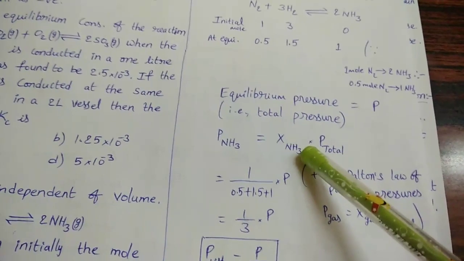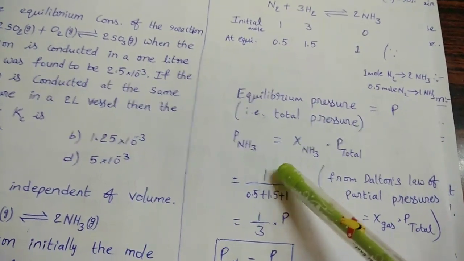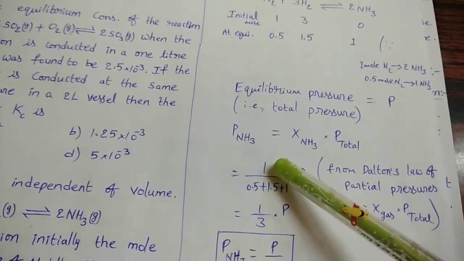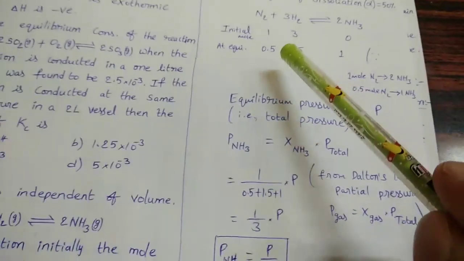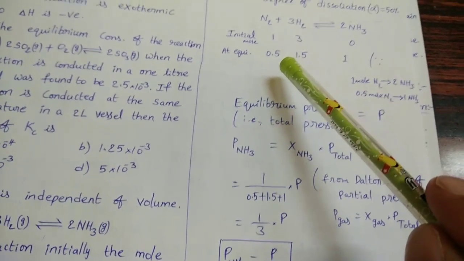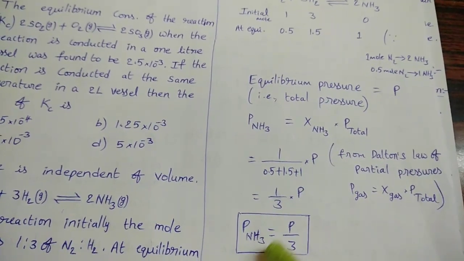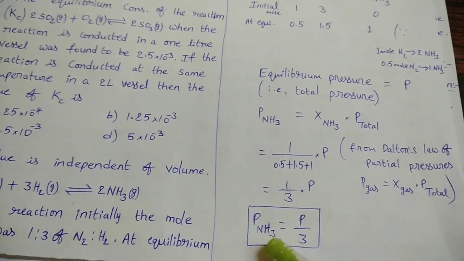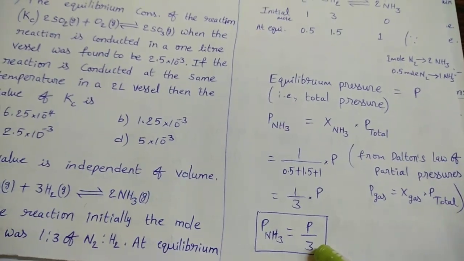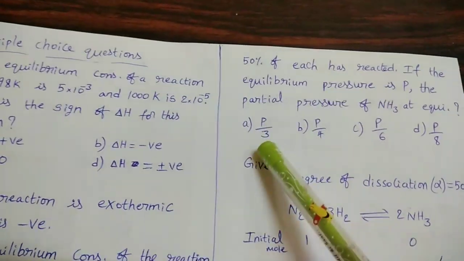So here, NH3 mole fraction is the number of moles of NH3 at equilibrium, 1, divided by the total number of moles of the reaction mixture at equilibrium. So we can get the partial pressure of NH3 equal to P by 3. So what is the option? Option A is the answer. Okay, see the next one.